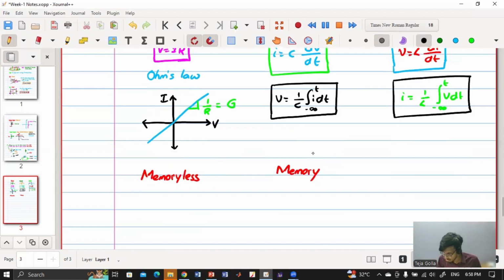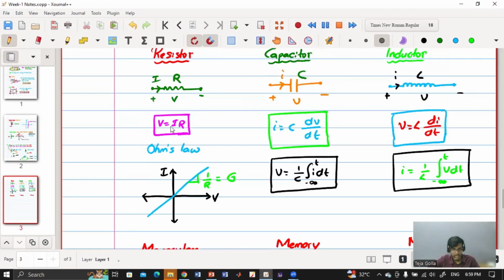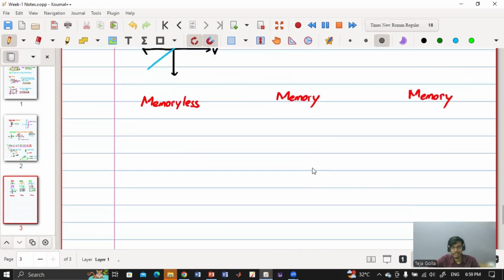So again these two are memory elements, because the voltage of a capacitor depends upon the past values of current, and similarly the current of the inductor depends upon the past values of voltages. So if you see, it is analogous. Voltage in the capacitor is similar to current in the inductor. Current in the capacitor is similar to voltage in the inductor. It is also having some memory. So these two are elements with memory, and the resistor is a memoryless element because it depends upon the instantaneous values. Here it depends upon the past values as well. So that's why these have memory, and the other one doesn't have memory.